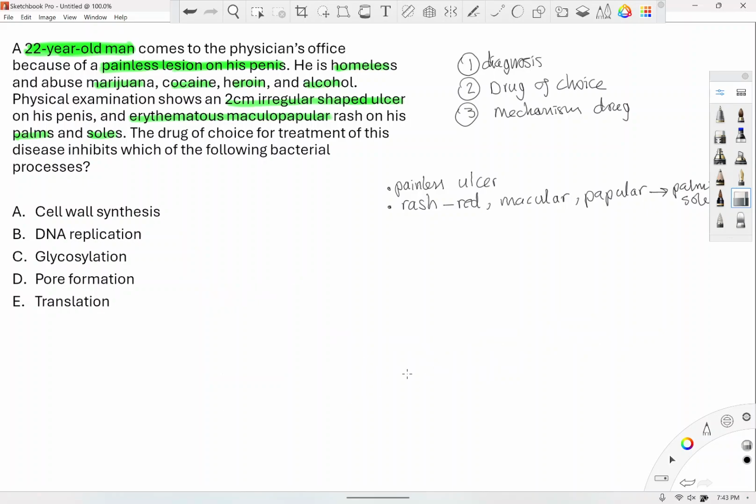Okay, so we think this is syphilis. So syphilis, what is syphilis? Syphilis is caused by a bacteria, its name is Treponema pallidum. It's a spirochete. You want me to write it down? Okay, I'll write it down. Treponema, pallidum. I hope I got the spelling correct. It's a spirochete.